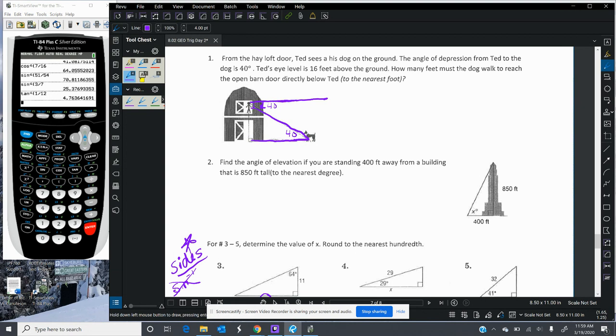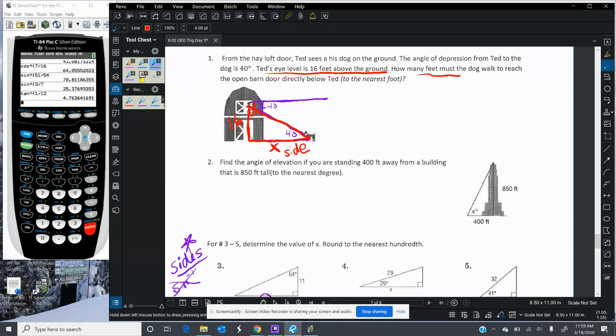Now, another little idea that some of you might see is if it's 40 degrees here, then it must be 50 degrees right there, so that we have this right triangle, and all three angles continue to add to 180 degrees. So the other measurements, Ted's eye level is 16 feet above the ground. That means he's up 16 feet to that barn door. And the question reads, how many feet must a dog walk to reach the barn door directly below Ted? So we're trying to find a measurement down here. So again, that's a side length.